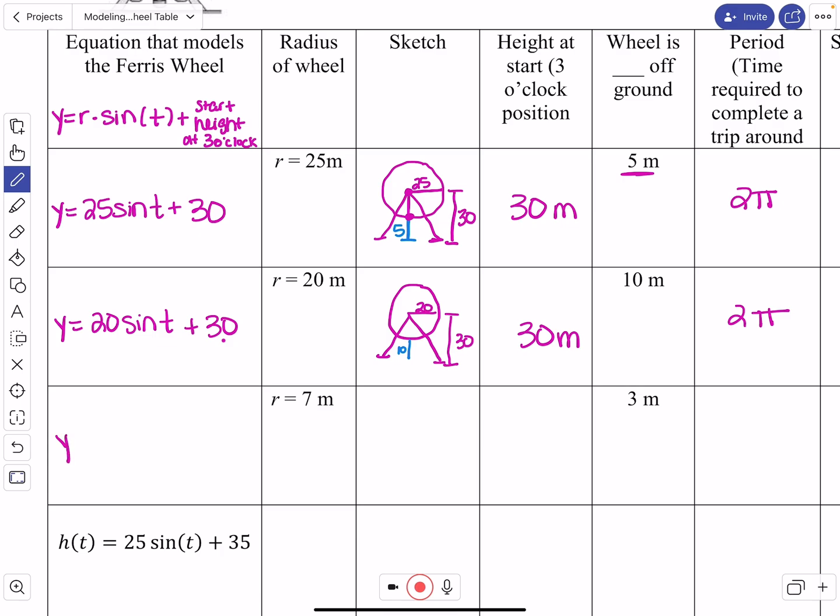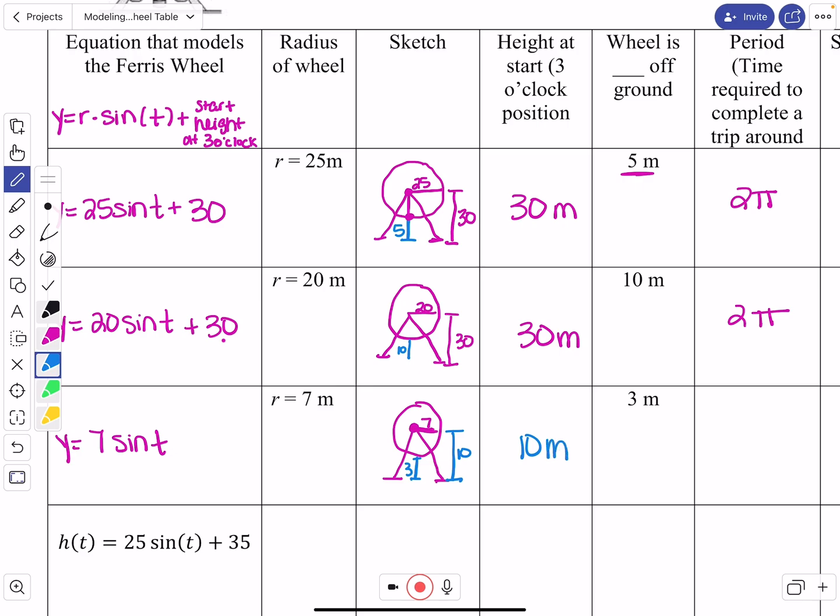Okay. So then for our next one, we have 7 sine of t. So for our Ferris wheel, we know out to here, so here's the center, out to our radius is 7. So the height off the ground, it tells us, is 3. So our total distance, 7 plus 3 is 10. So that will be 10 meters. So we put plus 10 in our equation. Now, we've got to add our 2 pi over here.